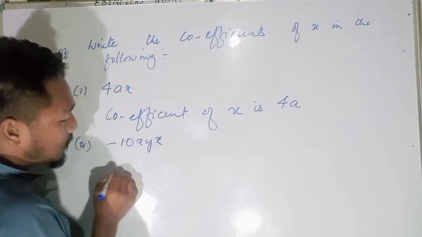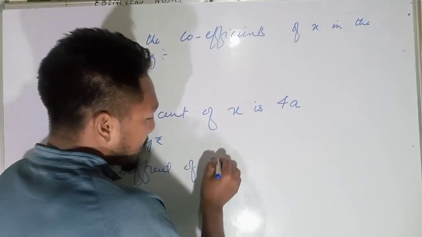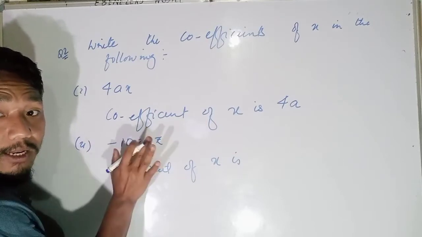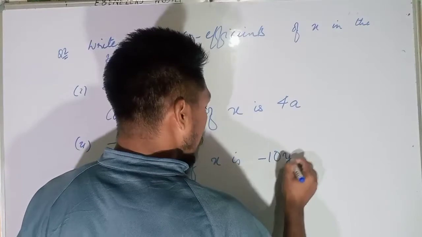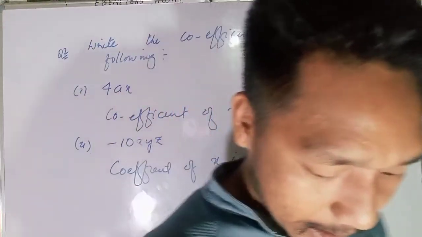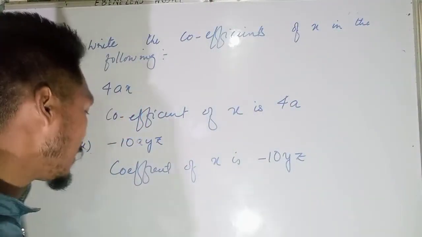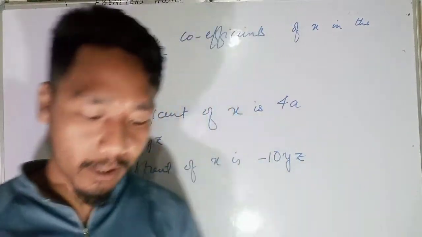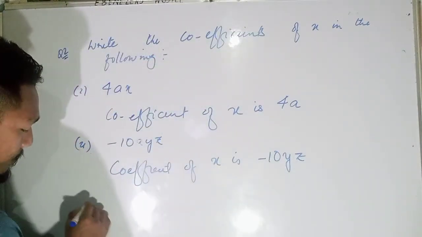Minus 10xyz, so what is the coefficient of x? Close the x, and the remaining numbers are the coefficient. What is the remaining? Minus 10 and yz are the coefficients of x. They are the partners of that x. So the partners of x are minus 10 yz.